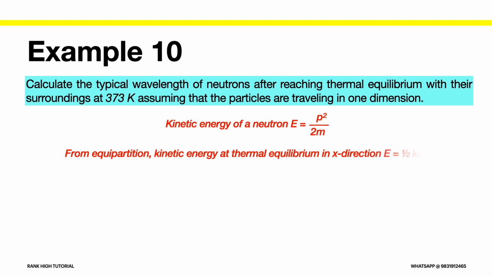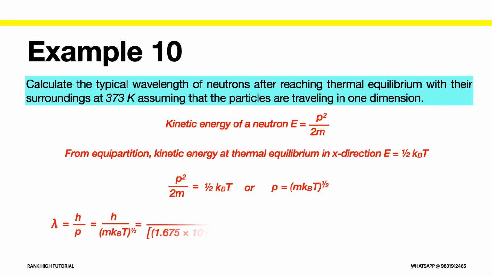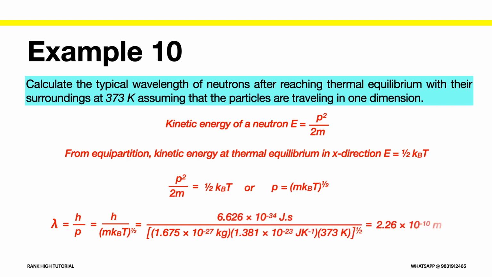Therefore, p squared by 2m equals half kBT, or we can write p equals square root of m kBT. After putting the momentum in the de Broglie equation, we will get lambda equals h by square root of m kBT. After putting all the values, the result is 2.26 × 10^-10 meter.